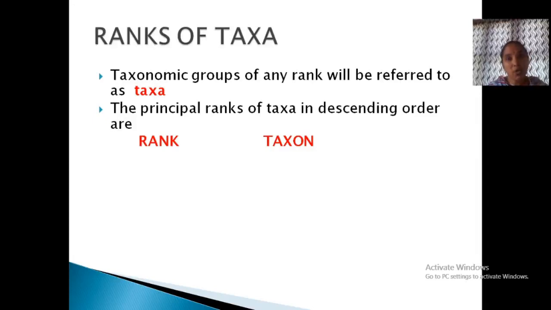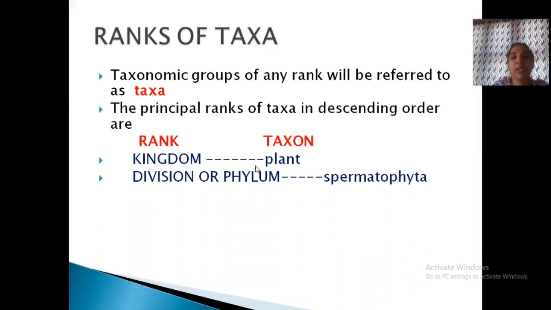The taxonomic group of any rank is referred to as a taxon. So kingdom is a rank and plant is a taxon. Here the taxonomic group is kingdom, the topmost rank, and it contains what? Plants. So that is a taxon. Then the second example: division or phylum is a taxonomic rank and it contains the taxon Spermatophyta.